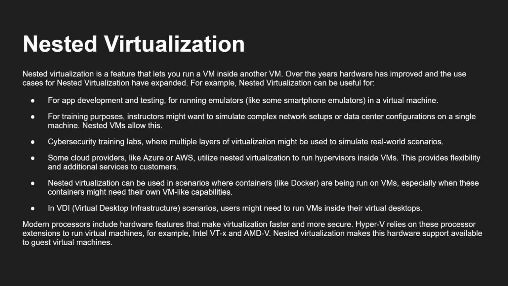Of course, there's the whole issue of what they're doing in the cloud. We're already used to having VMs, cloud instances running for our websites and so on. And sometimes even having a VM inside a VM can be useful. Nested virtualization can also be used in a scenario where container software, let's say like Docker, is being used inside of a VM, especially when these containers might need their own VM-like capabilities.